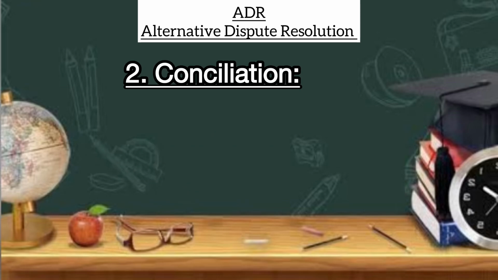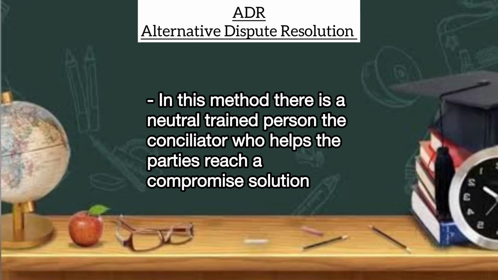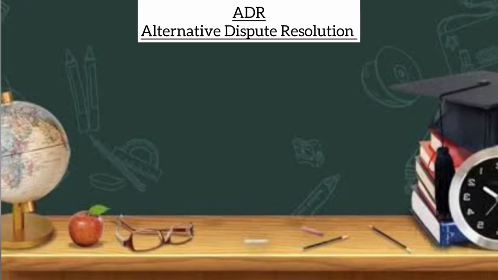The second method is conciliation. In this method, there is a neutral trained person, the conciliator, who helps the parties reach a compromise solution. The conciliator plays an active role in the process and is expected to suggest grounds for compromise and possible basis for a settlement between the parties.